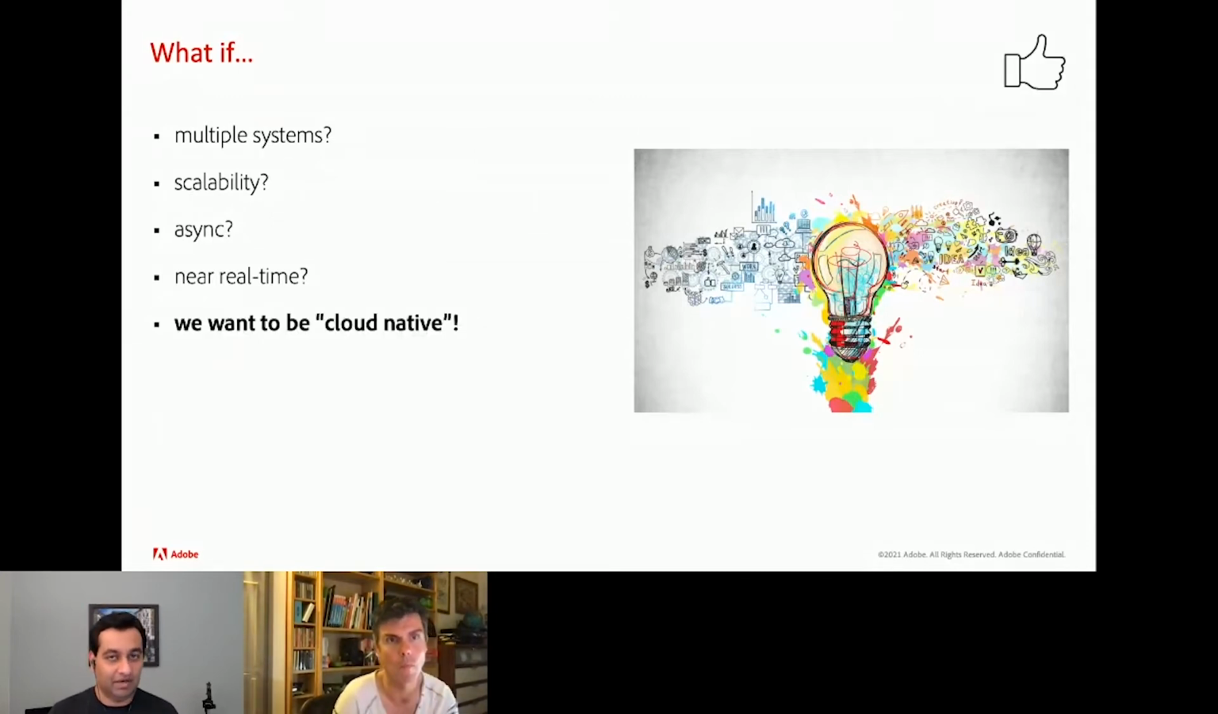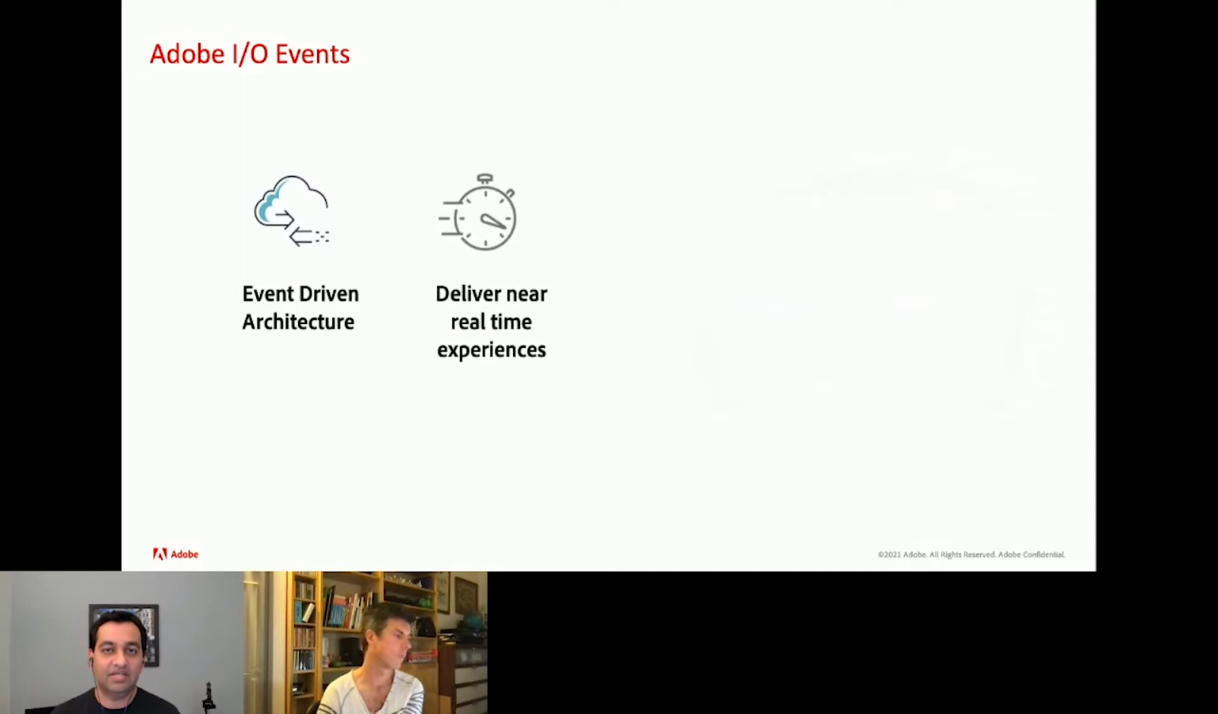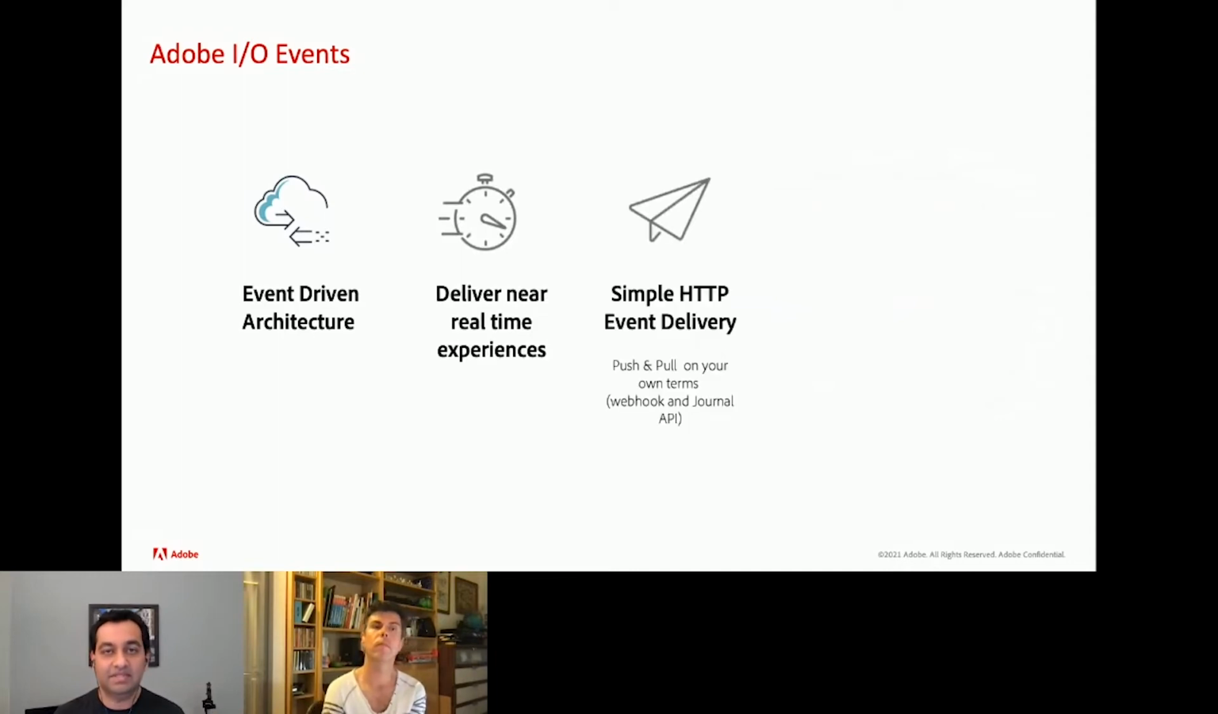Essentially, we want it to be cloud native. And cloud native is a pretty heavily used word nowadays, but here what we mean is just building something that's scalable, that's efficient, and that can work in the long run while giving customers the best benefit of all the new cloud technologies that are available. So in comes Adobe IO Events. It's built on an event-driven architecture. It provides real-time experiences. It has multiple options on how to push or pull events from journals, and you can use it to build low-code cloud-native applications.